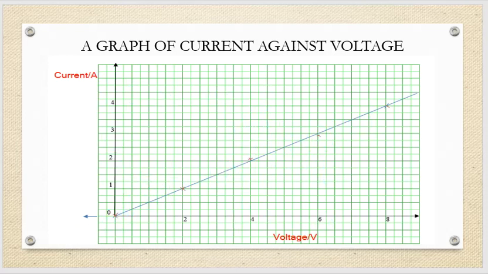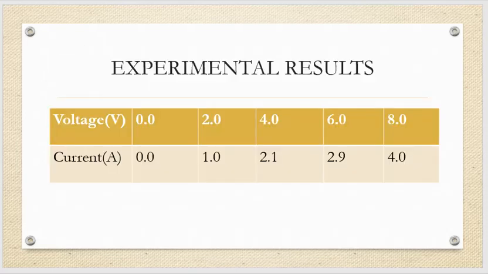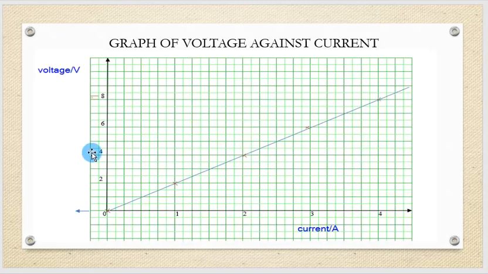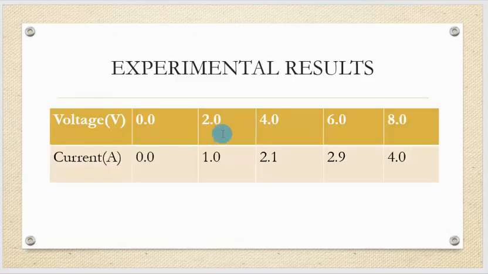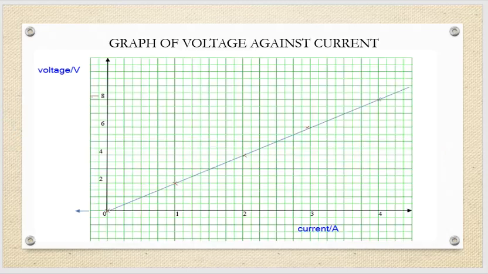Okay, now the same table here can be used to draw a voltage against current graph. So in terms of a voltage against current graph, this is what we are going to get. This time we have voltage along the vertical axis and current along the horizontal axis. First of all, we start from the origin. When the voltage is 0, the current is 0. Then the next point is that when the voltage is 2, current is 1.